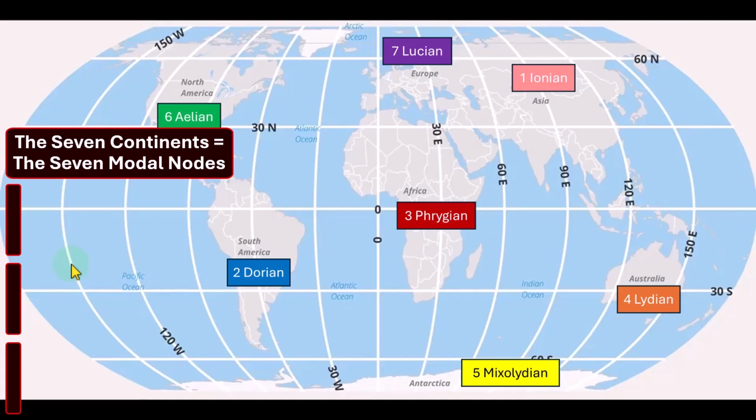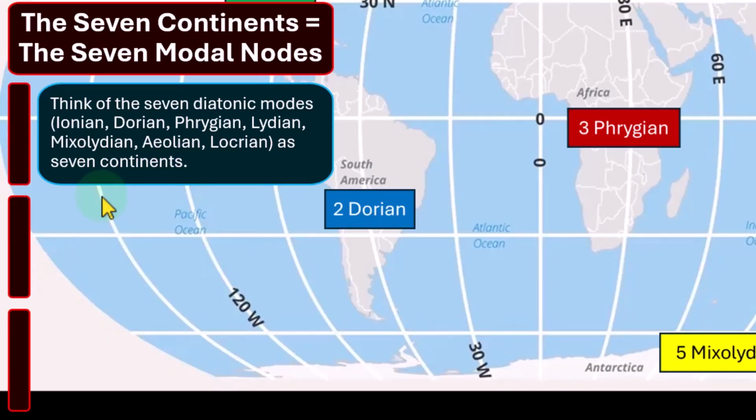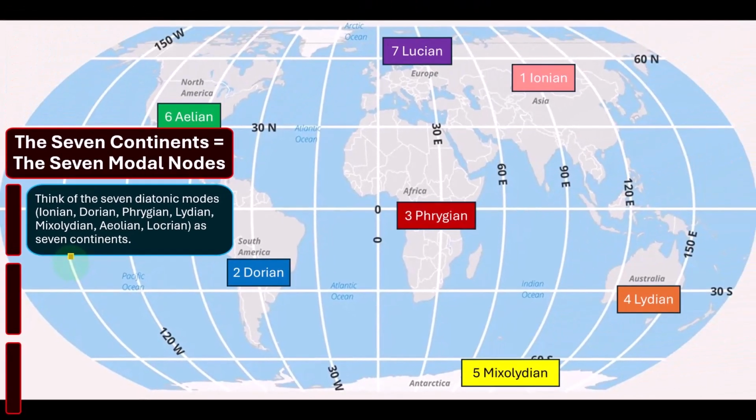All right, the 7 continents, the 7 modal nodes. So think of the 7 diatonic modes: Ionian, Dorian, Phrygian, Lydian, Mixolydian, Aeolian, Locrian, which you could give a Nashville number system to, 1 through 7. And those are going to be the locations on the map. Now, I know they look kind of scattered all over the place, 1, 2, 3, 4.